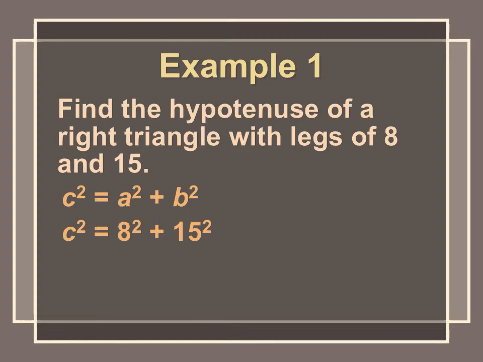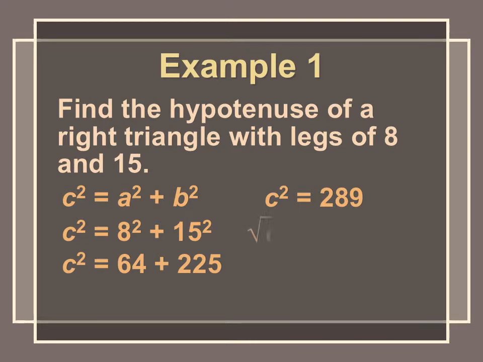So now we actually have to solve for C. The first thing we want to do is simplify the right-hand side. 8 squared is 64, and 15 squared is 225. Remember, those are perfect squares that you should have memorized. Now we'll add them together. 64 plus 225 is 289. Now we have C squared equals 289.